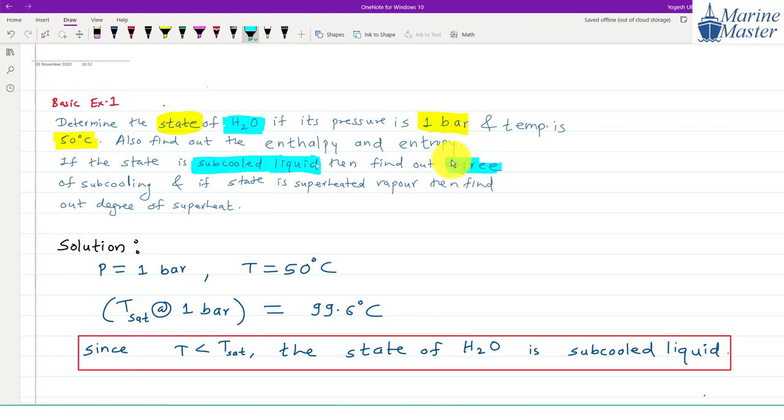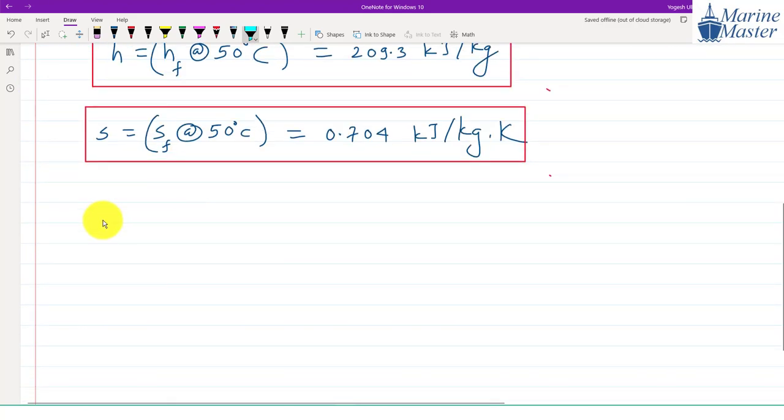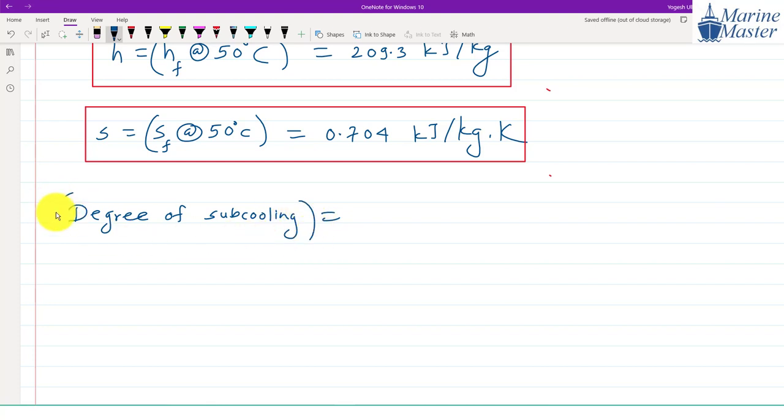We have to find out the degree of subcooling. And what is the relation of degree of subcooling we studied? Can anyone tell me? Go to your notes and try to find out the relation of degree of subcooling we have seen. Okay. So degree of subcooling will be equal to T sat minus T.